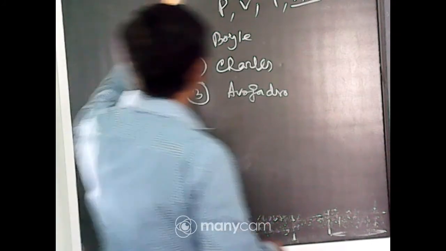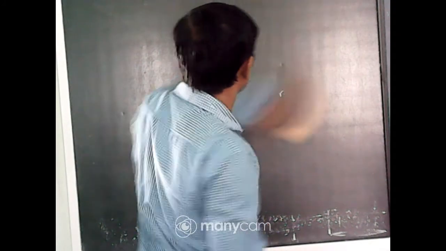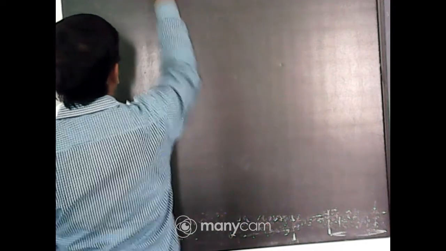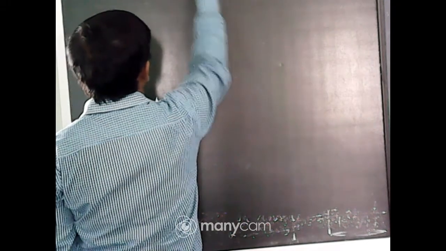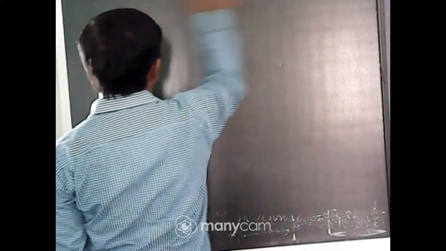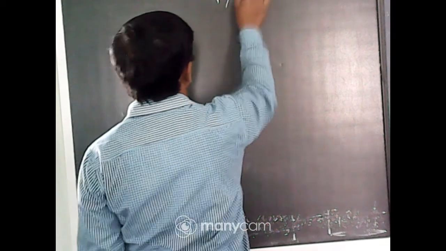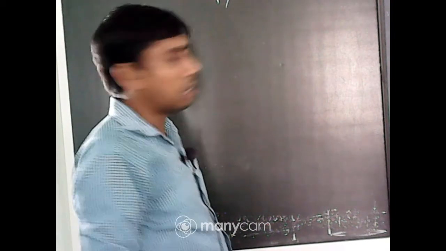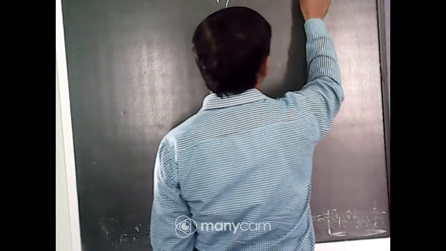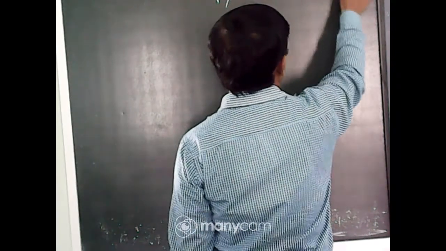So the first rule is Boyle's rule, or law, whatever you want to call it. Here we will take the relationship between pressure and volume. The remaining parameter, temperature, is constant. So we have to correlate the pressure and volume.